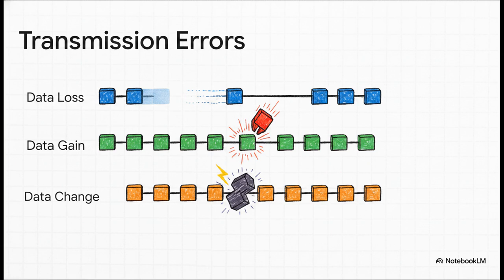Transmission errors caused by interference happen in three main ways. First up, data loss. This is where bits of information simply vanish into thin air during the trip. Second is data gain, where random, totally unwanted bits of data just get shoved into our clean data stream out of absolutely nowhere. And third, data change. This is when a 0 gets accidentally flipped to a 1 or a 1 flipped to a 0. The package arrives, sure, but its fundamental meaning has been completely altered.